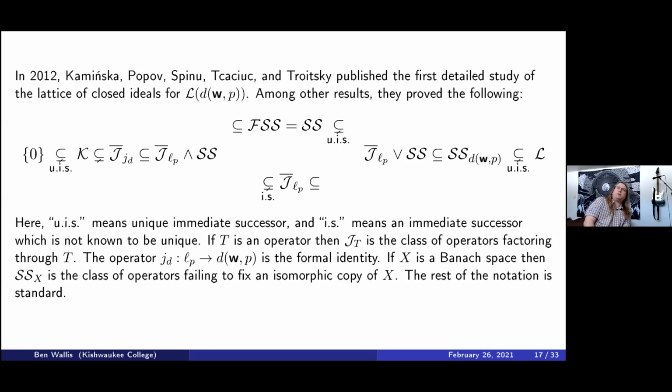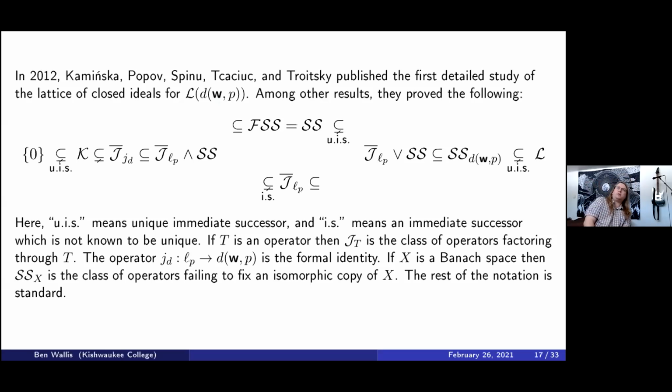Because a lot of these subset relations are just subset relations, we don't know if they're actually distinct here. Some of them are. And one of the really nice things about what they did in this paper is they found not only that they're distinct, but they found some unique immediate successors, which is really cool. But yeah, so that's what they proved.